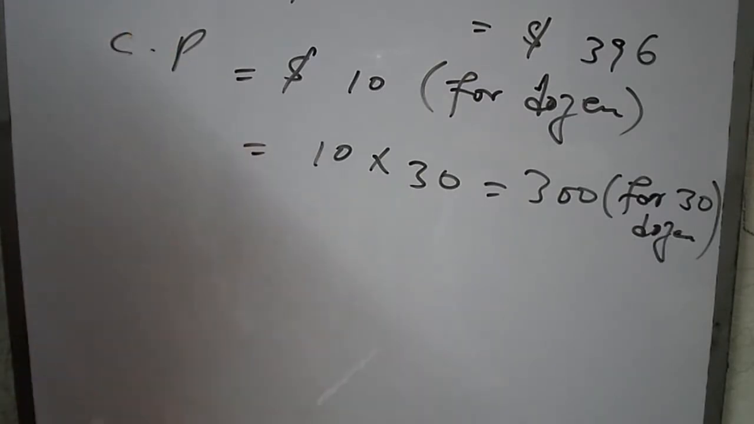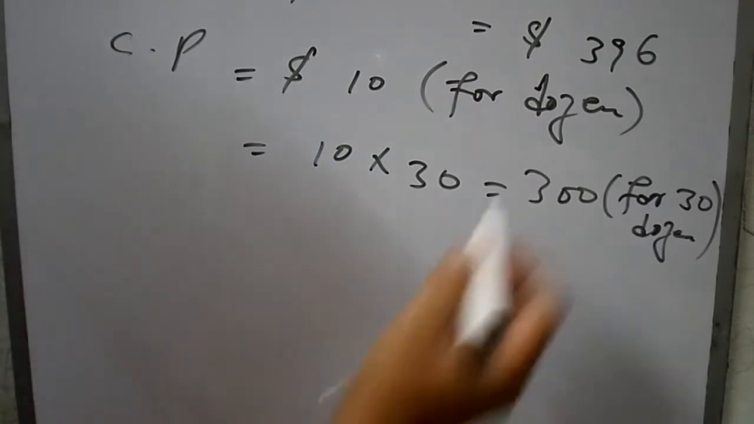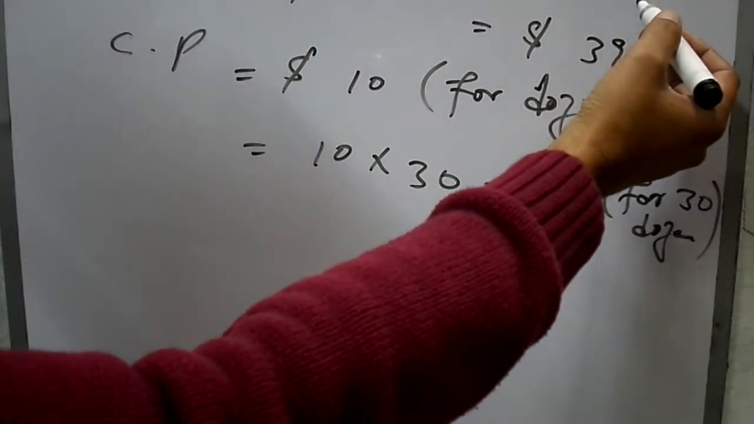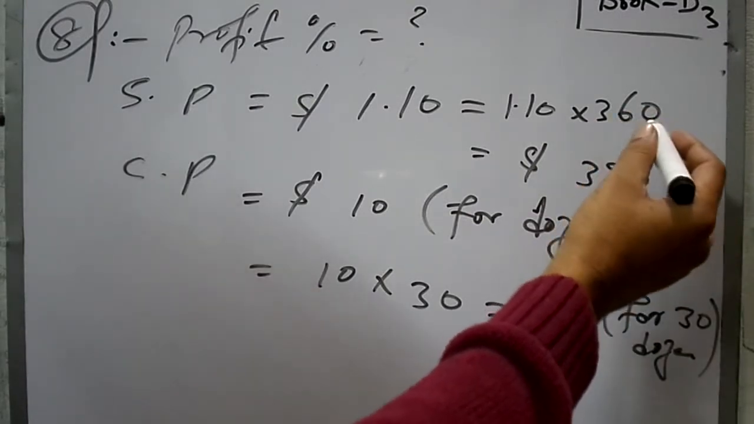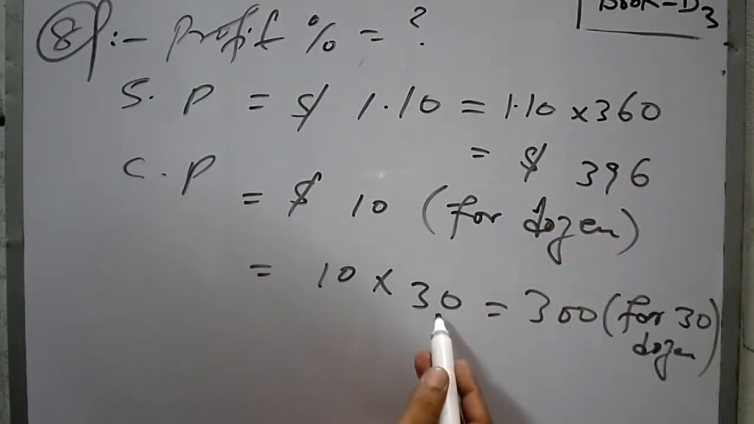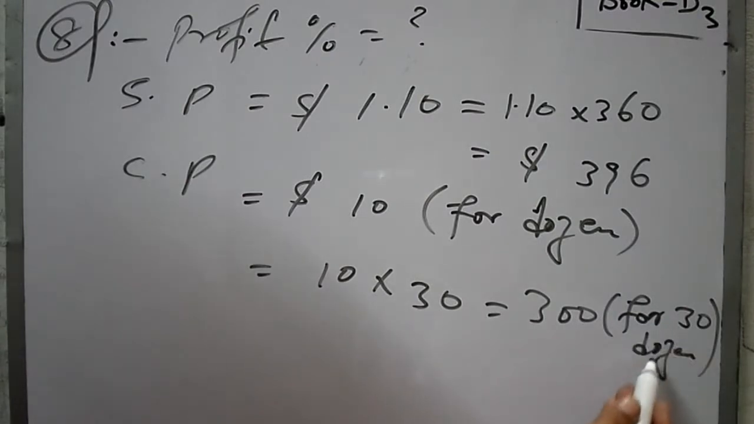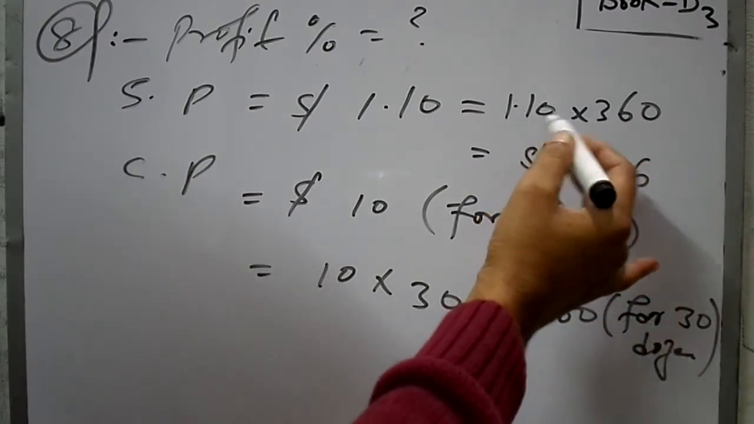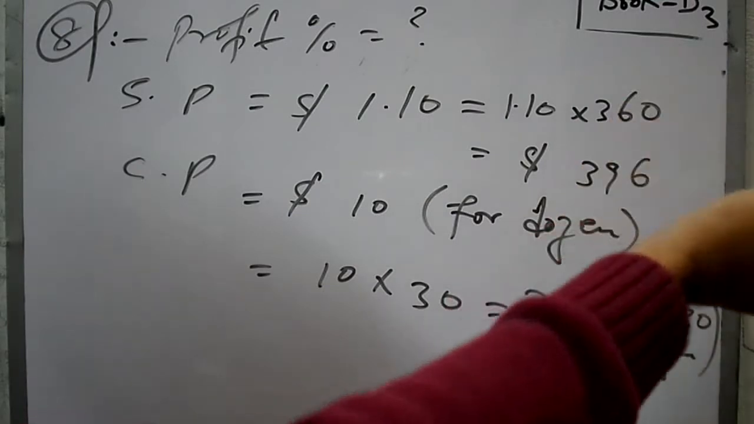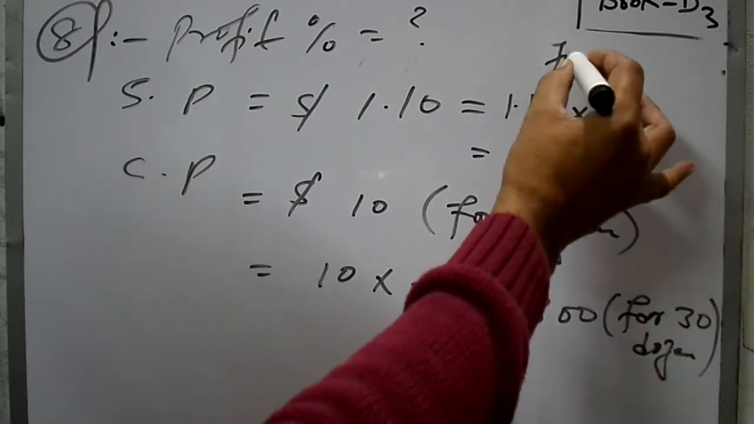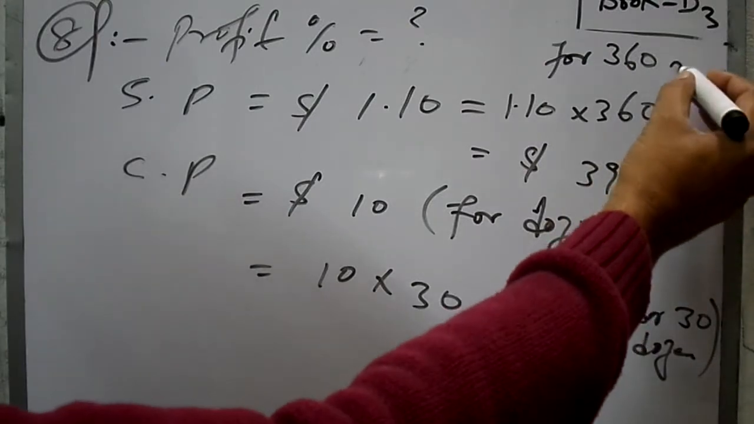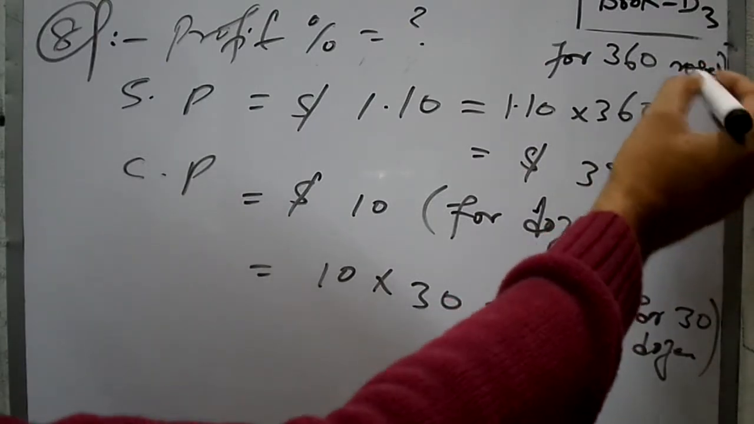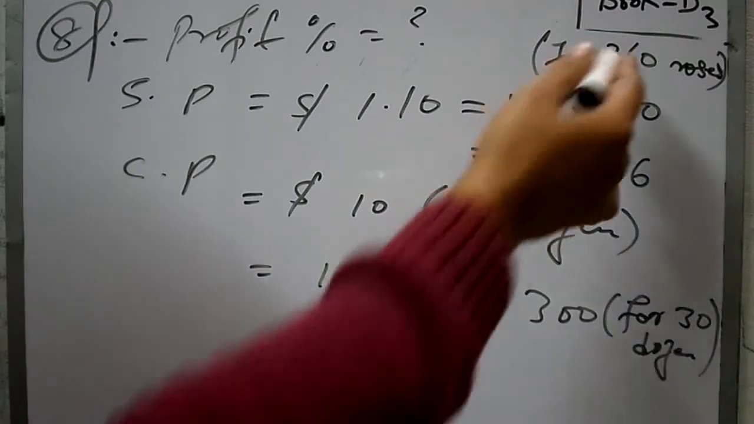So now, why have I multiplied with 360? Because for 360 roses, when I multiplied here 30, because for 30 dozen, here 360 multiplied by 1.10, because it is given in your textbook, that is for 360 roses. So that's why I have multiplied here.